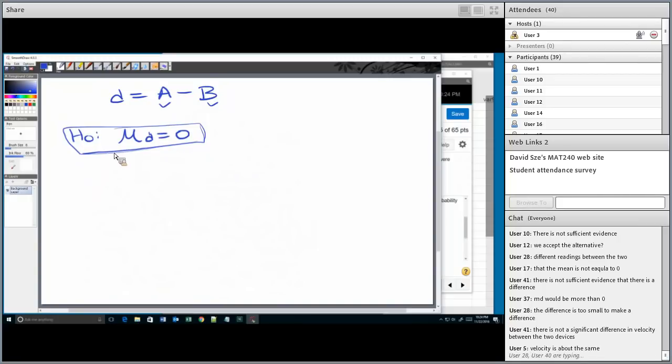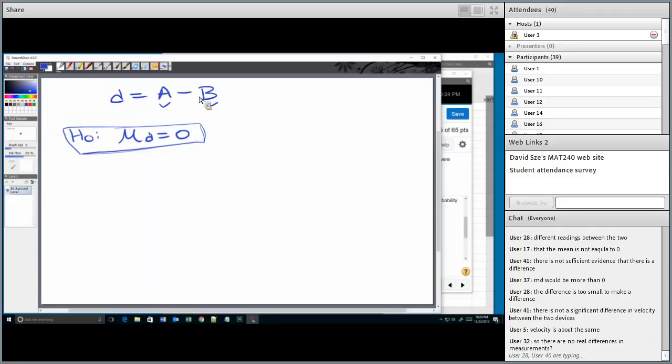We should always say that we are not rejecting the null hypothesis. Now, if that's the case, what this implies is that the two devices are basically getting the same measurements of the velocity. That's the implication. So I think someone said this: there is not a significant difference in velocity between the two devices.